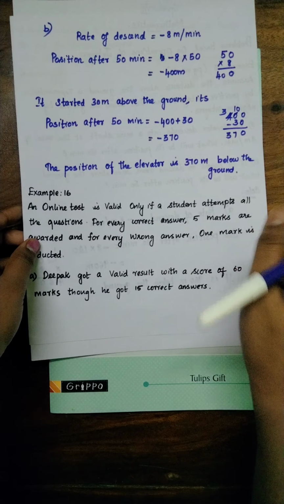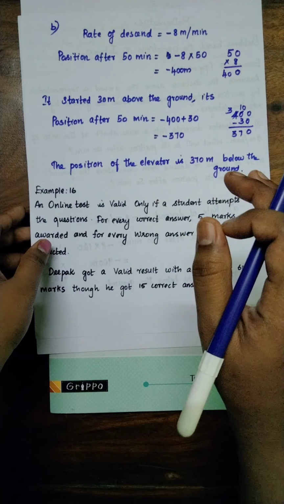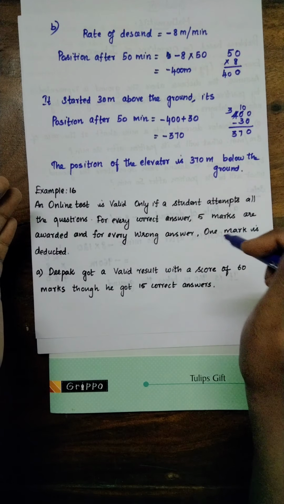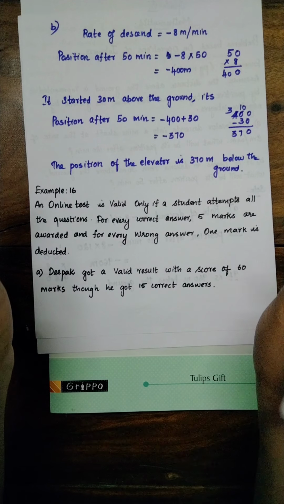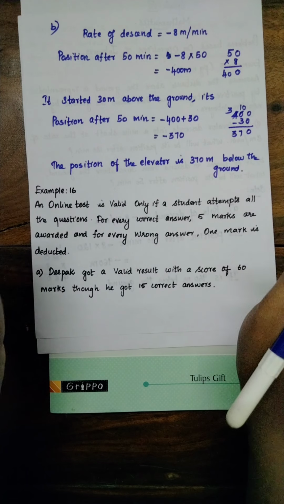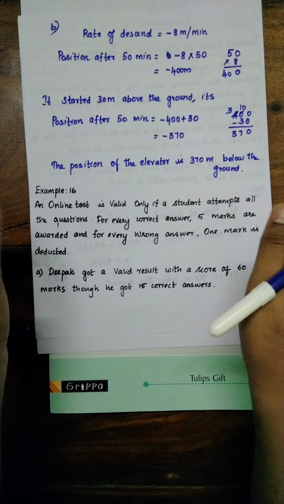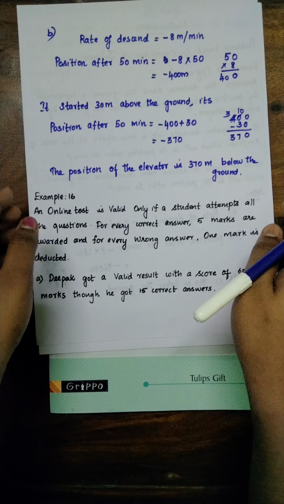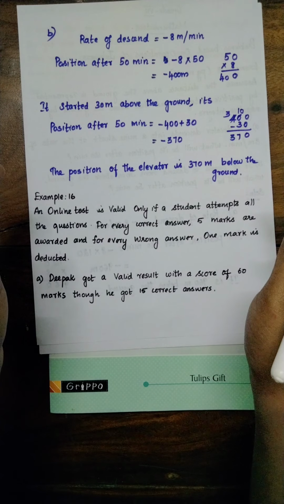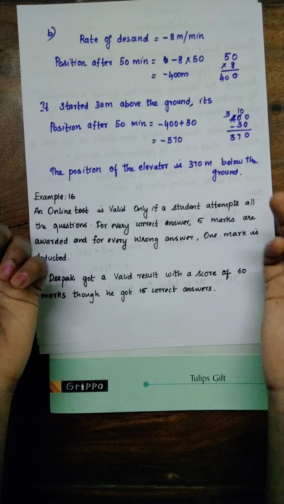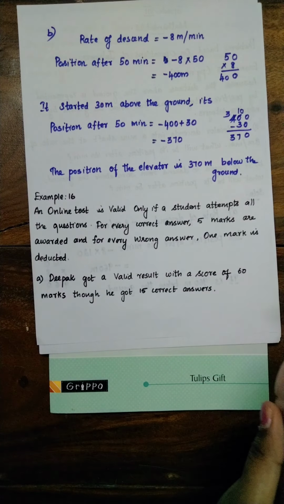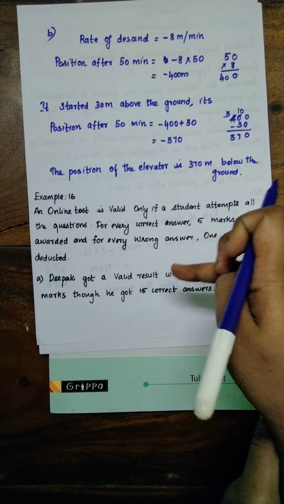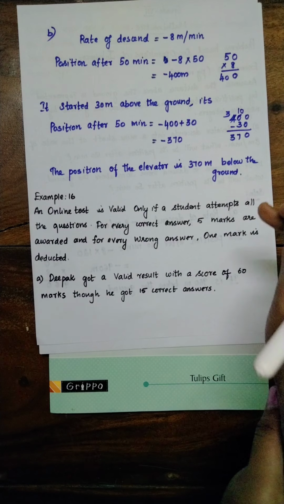Valid result means he attempted all the questions. Deepak got a valid result with a score of 60 marks. His total score is 60 marks, and he got 15 correct answers. We need to find how many questions he answered incorrectly.